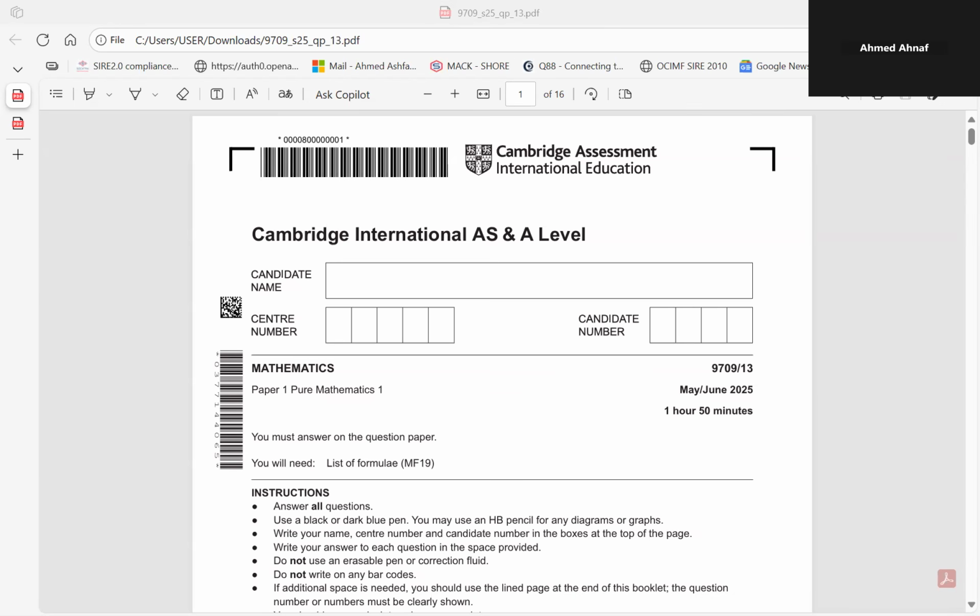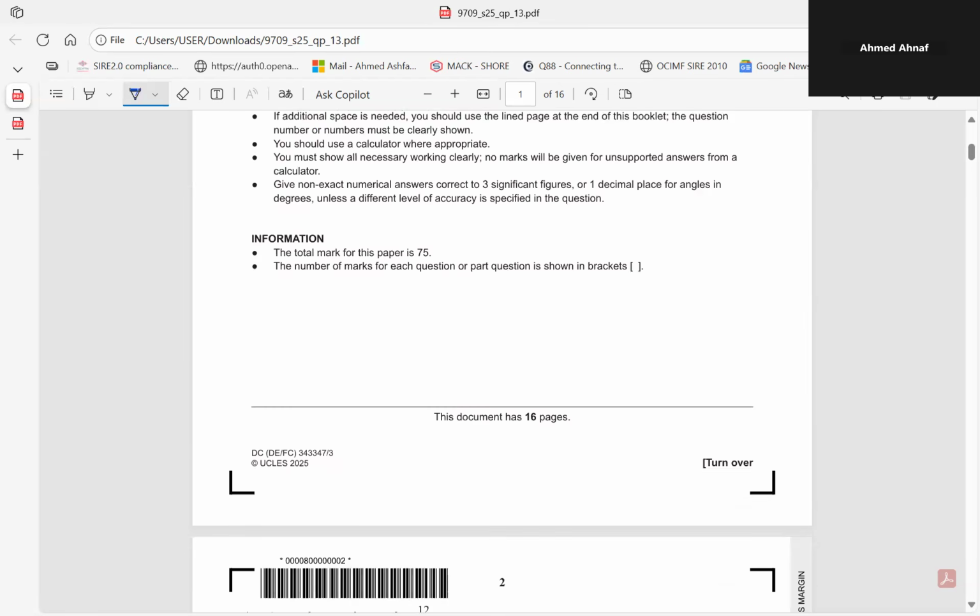This paper is 1 hour 50 minutes long. So without further ado, we'll try to finish this within the time limit. Let's get started.